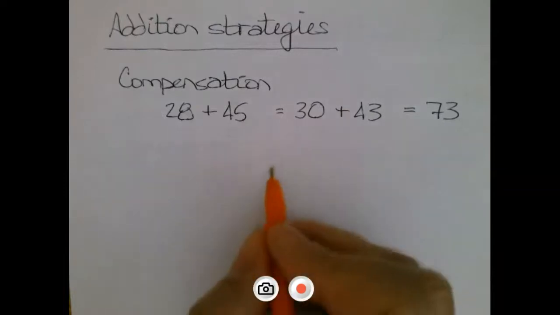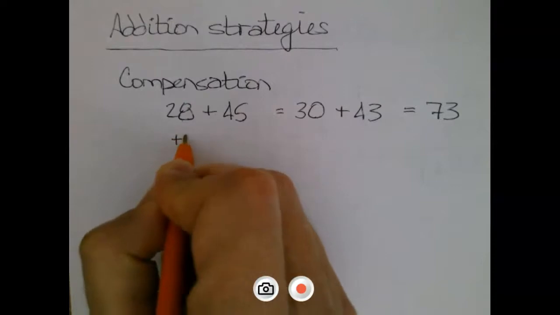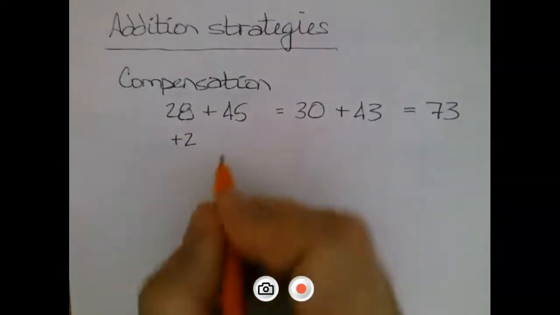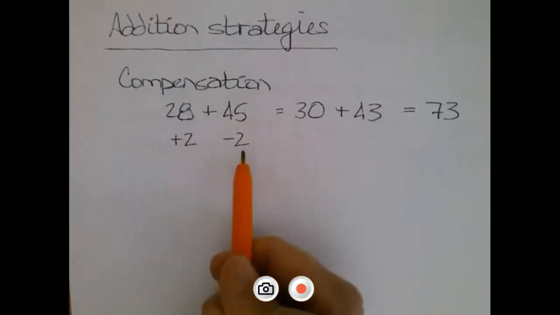I get it now. But so the overall idea of compensation is that I'm going to make one number nicer, and then to compensate, I have to do the opposite to my other number.